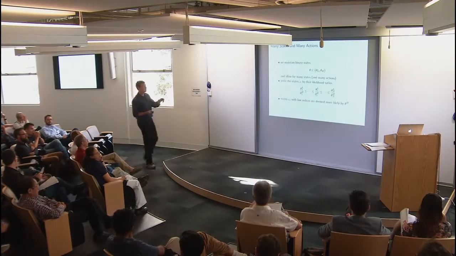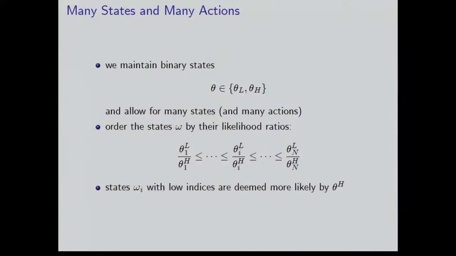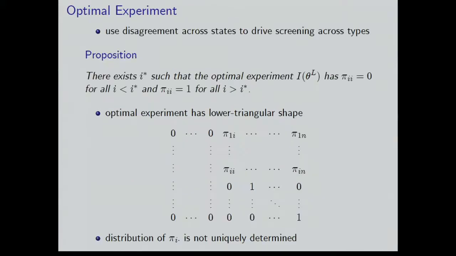And so that's maybe the second to last result that I want to show. Let me stay for the moment with just binary states. There are just two types of possible bias, theta high and theta low, but there are many states and many actions. So that information could lead me to take one out of n possible actions. Let me now order the states by their ranking in terms of the likelihood ratios. I'm simply having the two types. There are some states that are deemed more likely by the high type, and there are some states that are deemed more likely by the low type, and I can rank them. Now I'm going to ask essentially how do I use that ranking of the initial priors in order to provide information.